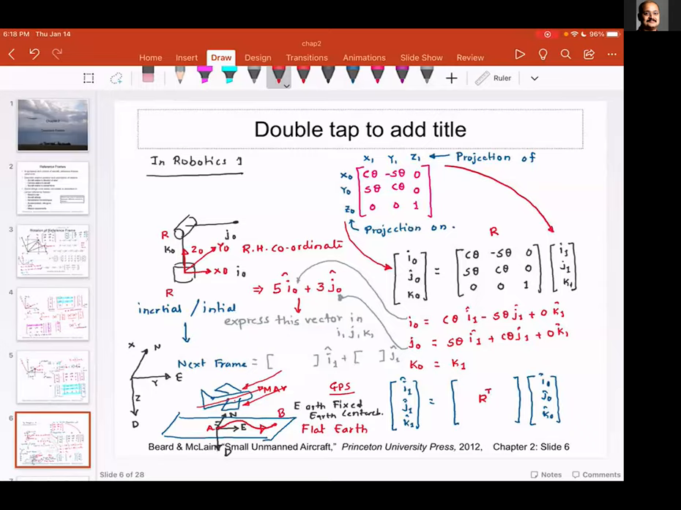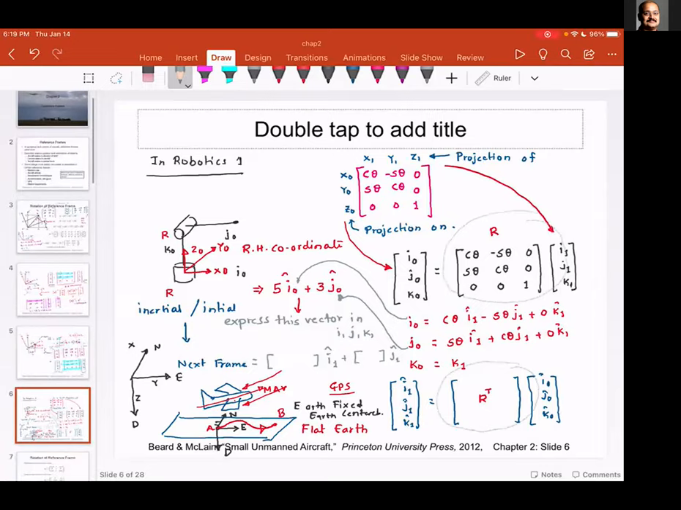So please understand, the point of discussion here is, in Robotics 1, we used this formulation. In Robotics 2, we are going to use this formulation. And with that, I'm gonna rewrite the equations again.